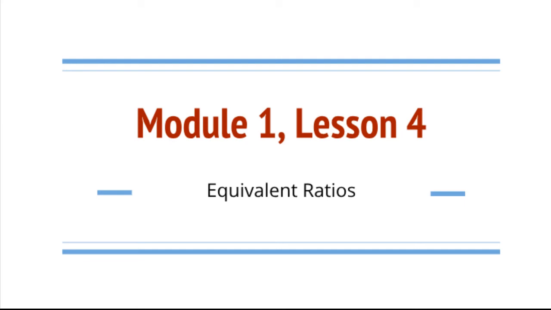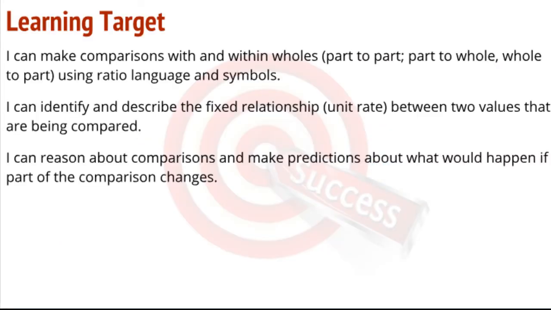Module 1, Lesson 4, Equivalent Ratios. So this will be our second lesson on equivalent ratios. And taking a look at some learning targets here, we will once again be focused on this third learning target. I can reason about comparisons and make predictions about what would happen if part of the comparison changes. By comparison, we mean ratio. I can reason about ratios and make predictions about what would happen if part of the ratio changes.